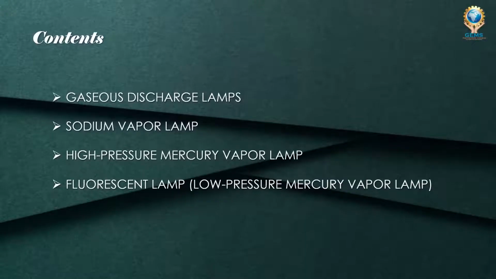In the previous lecture, we saw about the sources of light, and then we discussed the incandescent lamps. In that we saw the halogen lamp also, and then we saw the advantages and disadvantages also. In this lecture, we will see the gaseous discharge lamps like sodium vapor lamp, high pressure mercury vapor lamp, low pressure mercury vapor lamp, that is fluorescent lamp.